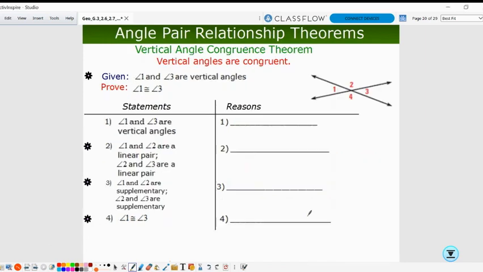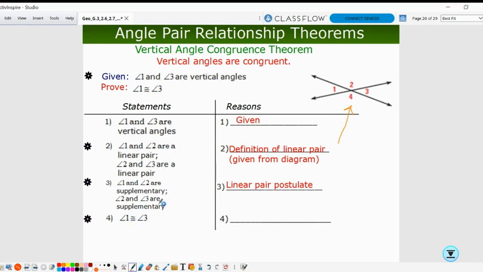Next is about vertical angles. We know that they're congruent based on definition. Here's the proof. Angle 1 and 3 are vertical angles, that's given. Angle 1 and 2, 2 and 3 make the linear pair. That's a definition of a linear pair, and we can see that from the diagram. Angle 1 and 2 are supplementary. 2 and 3 are supplementary. That's the linear pair postulate. That says if we have pairs of angles that are linear pairs, therefore they're supplementary.